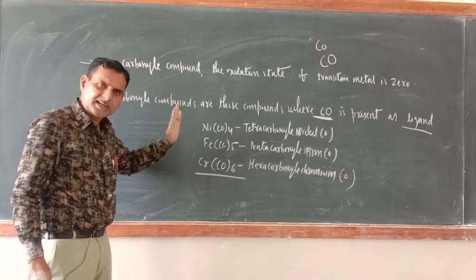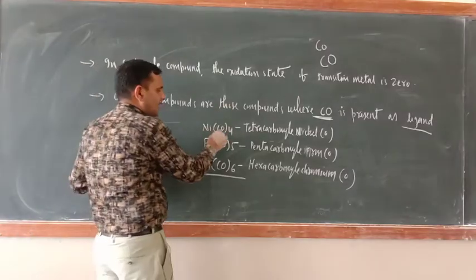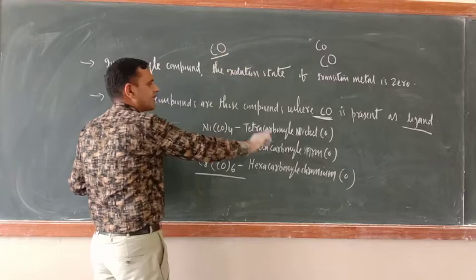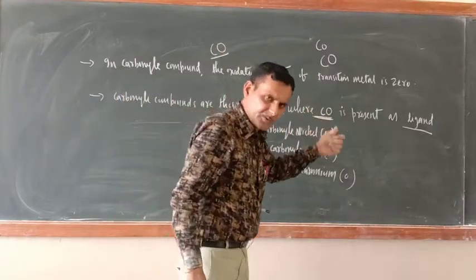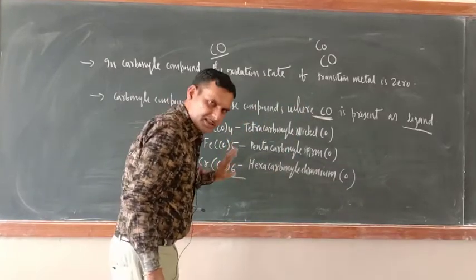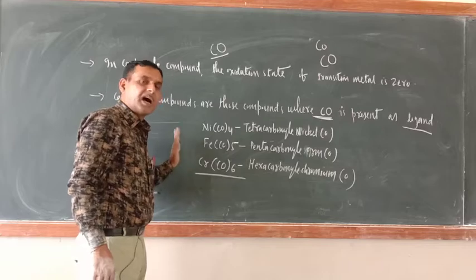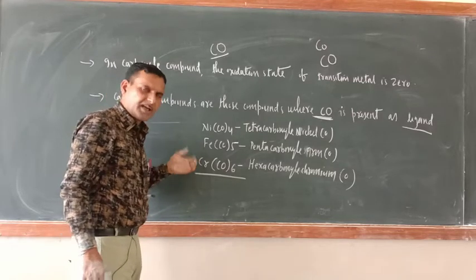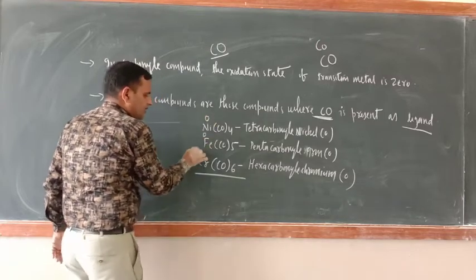That is known as carbonyl compounds. What are carbonyl compounds? When carbon monoxide is present as a ligand. The word ligand will be defined in the next unit. Right now, understand it in this way: if carbon monoxide is present in any compound alongside a transition metal, they are carbonyl compounds. And the oxidation state will be zero.